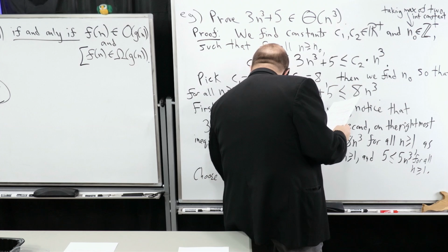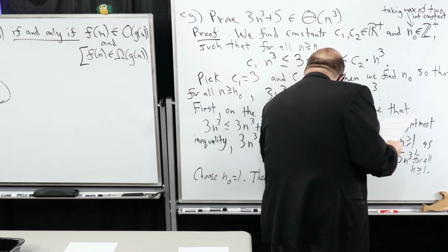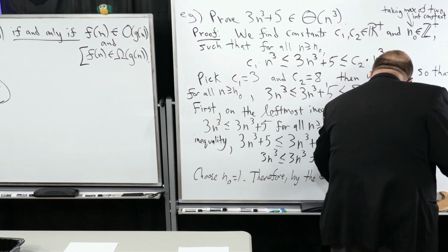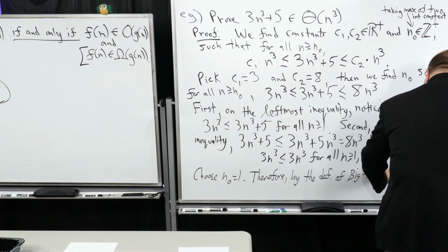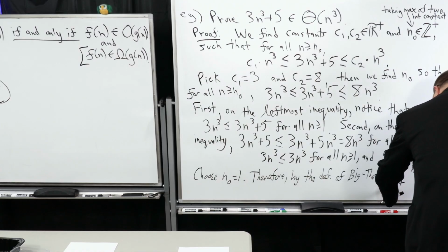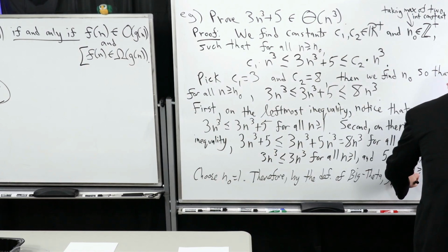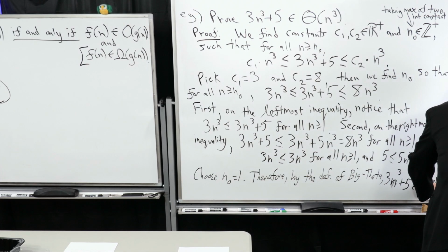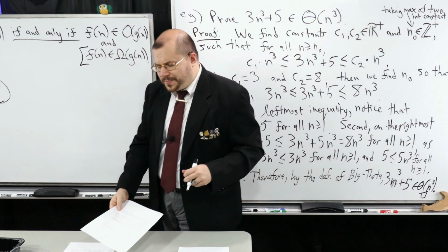Therefore, by the definition of Big-Theta, 3n cubed plus 5 is Big-Theta of n cubed. That n was looking a little sad, let me fix it up. And that completes the proof. So the box just indicates the end of the proof.